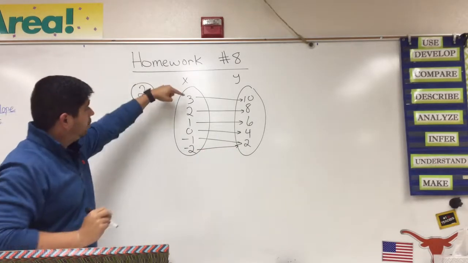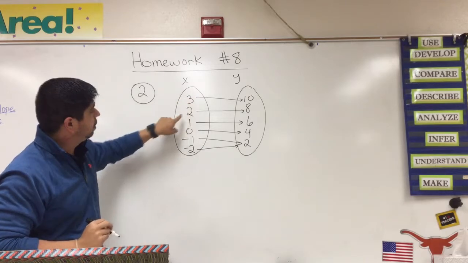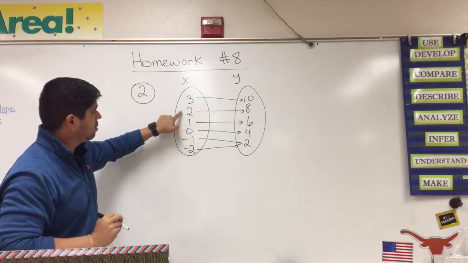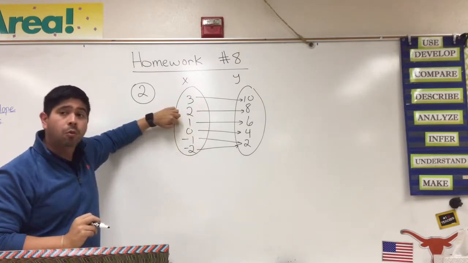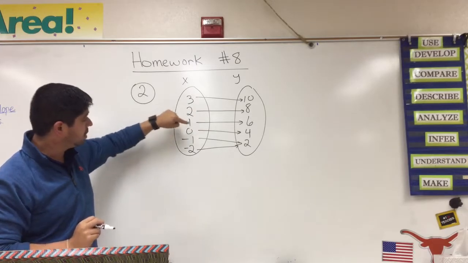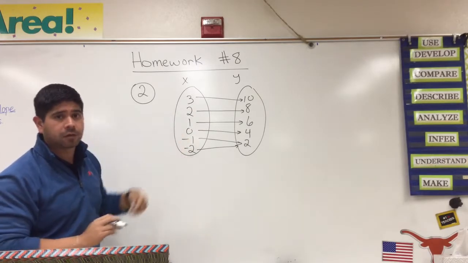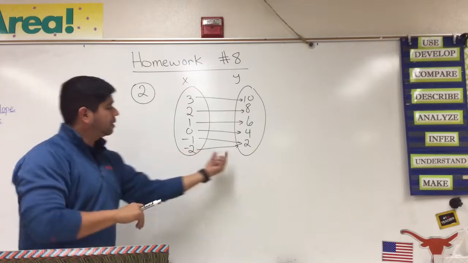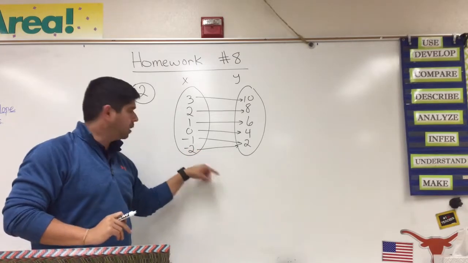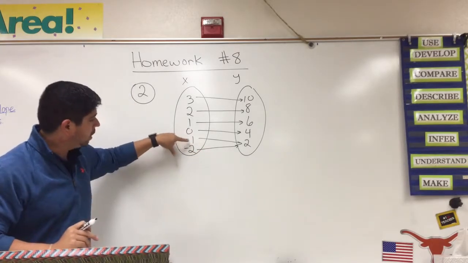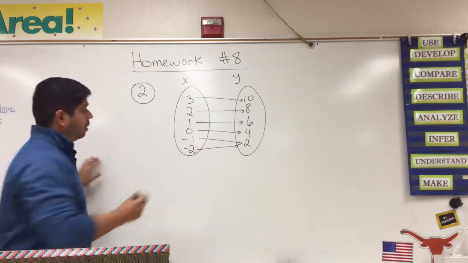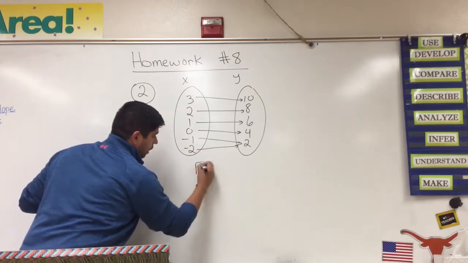Okay, so I look at my x values. 3 goes to 1 y value. 2 goes to 1 y value. 1 goes to 1 y value. 0, the same thing. -1, the same, and -2, the same. Even though these go to the same y value, it is still a function because each x value only goes to 1 y. All right, so this is a function.